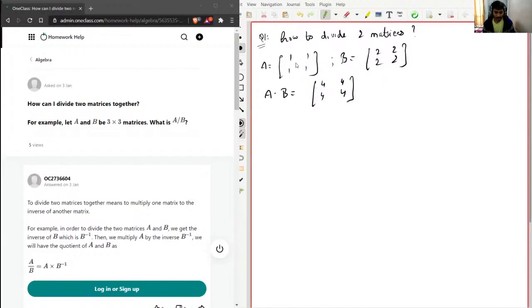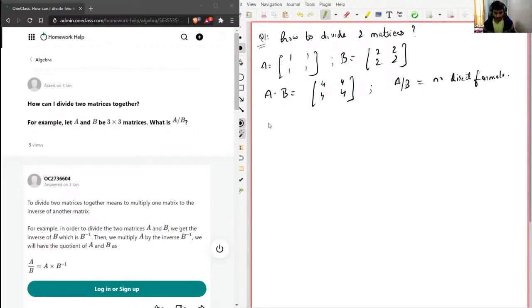So this is the direct approach. Basically, for the first element of this matrix, we multiply 1 with 2 plus this 1 with this 2. In this way we can go for direct multiplication. But in the case of division, we don't have a direct formula or a direct method, so we cannot just go for the division the way we did the multiplication.